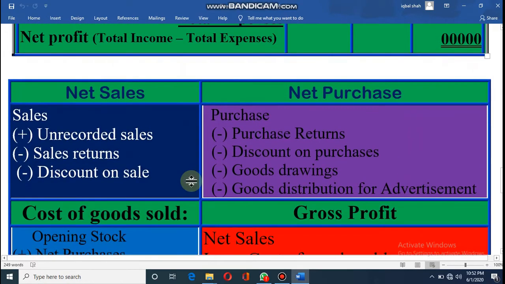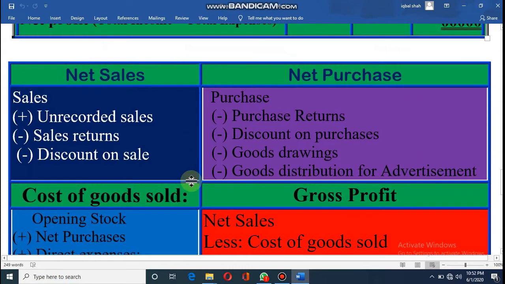Dear student, now some important elements of a merchandising business, how we can find out net sales.